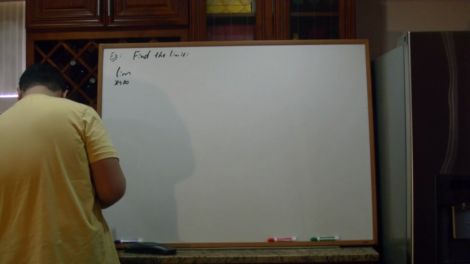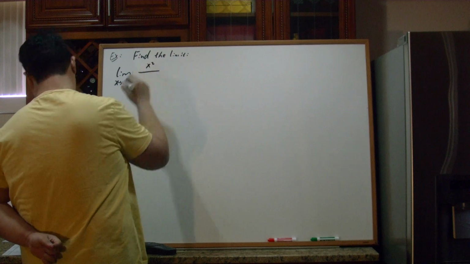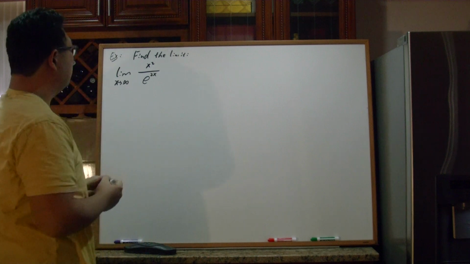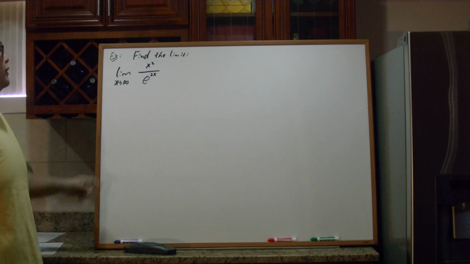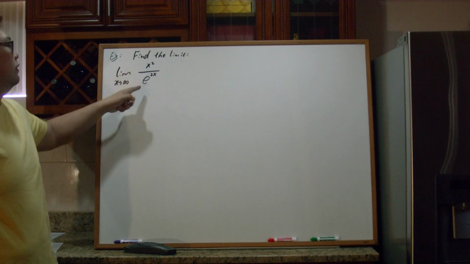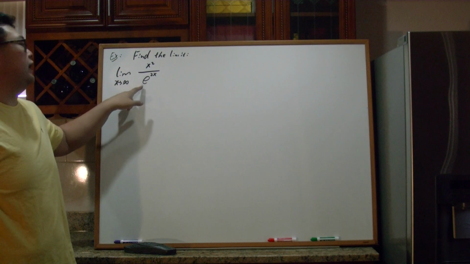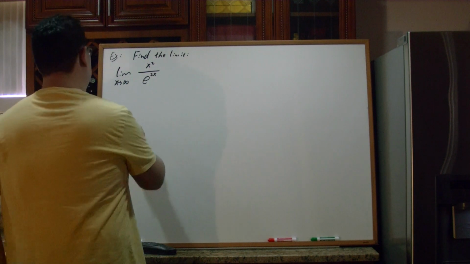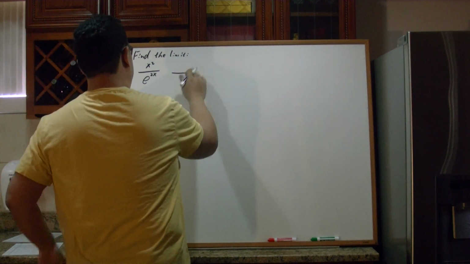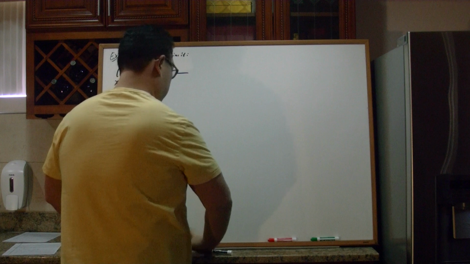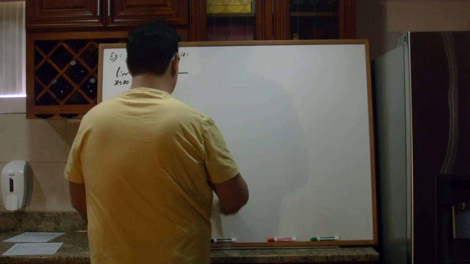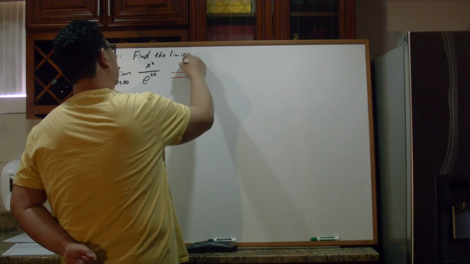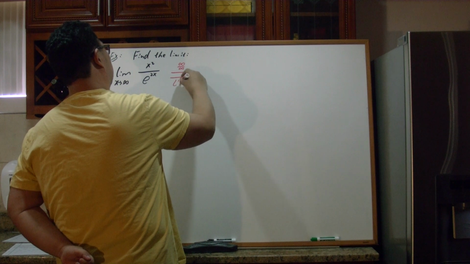Let's see the next question: x squared over e to the 2x. No doubt that a polynomial goes to infinity as x goes to infinity. An exponential function with positive power goes to infinity also when x goes to infinity. Right? So that is the indeterminate form of infinity over infinity, and we can apply the L'Hopital's rule.